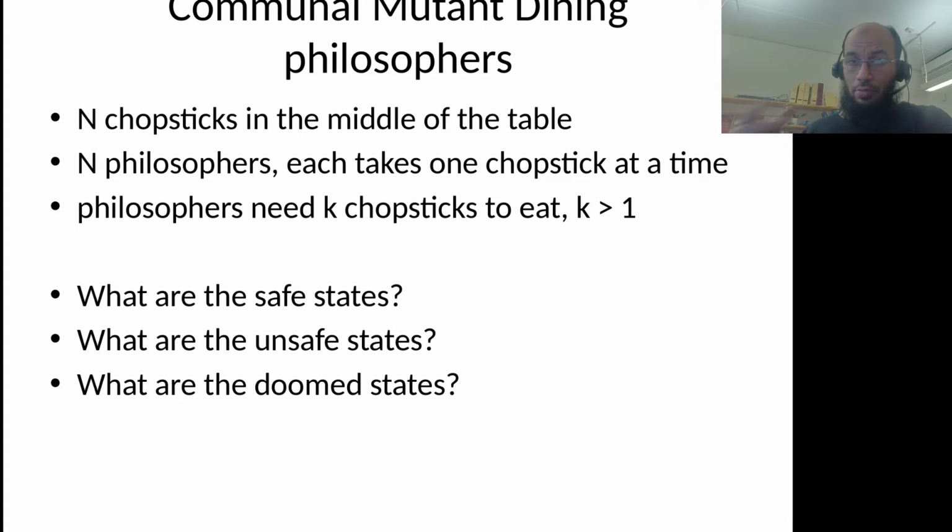Then you will implement the same mechanism by saying that I take one, and I do not take one if the remaining ones is less than k minus 1. So if I need 3 chopsticks to eat, I'll pick one as long as there are more than 2 chopsticks on the table. Okay?